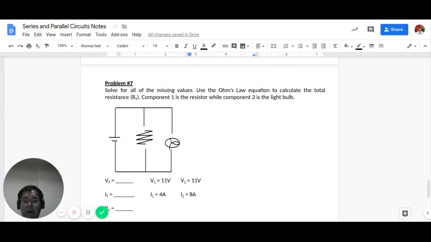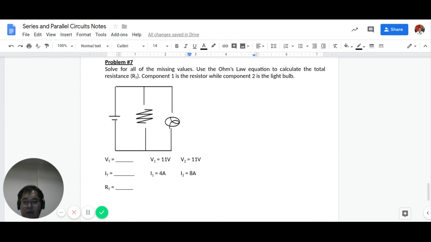Okay, now on to problem number 7. You need to solve all the missing values. All right, component 1 is the resistor, which is what I'm pointing at the moment. Component 2 is the light bulb, which is what I'm hovering above. All right, so we recognize that this is a parallel circuit, because remember, you have the same length and it is at a distance. So in this case here, our voltage is the same, coming from the same energy source, the battery.